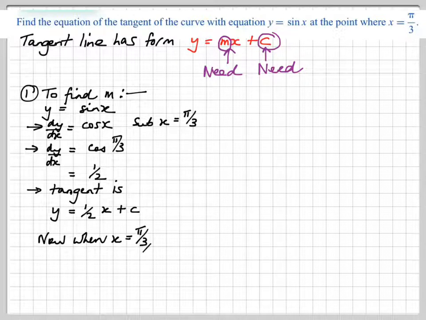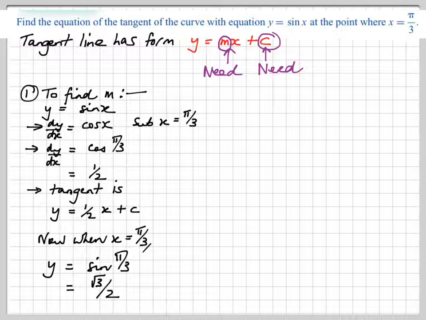So, no problem. To solve that little equation above for c, we need a value of x and a value of y. Well, we know that x is pi on 3, we've just got to find y by plugging it into the equation y equals sine x. And that comes to root 3 on 2. Now you knew that, didn't you? Yes. Own up if you didn't, because it's time to go and learn it if you didn't.